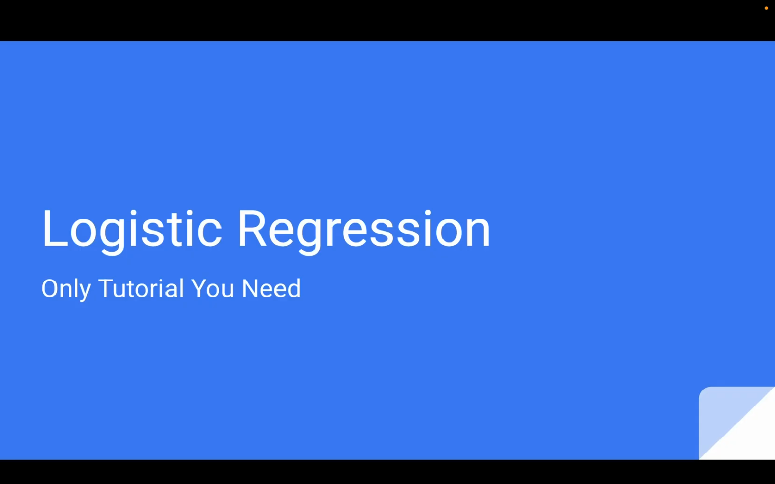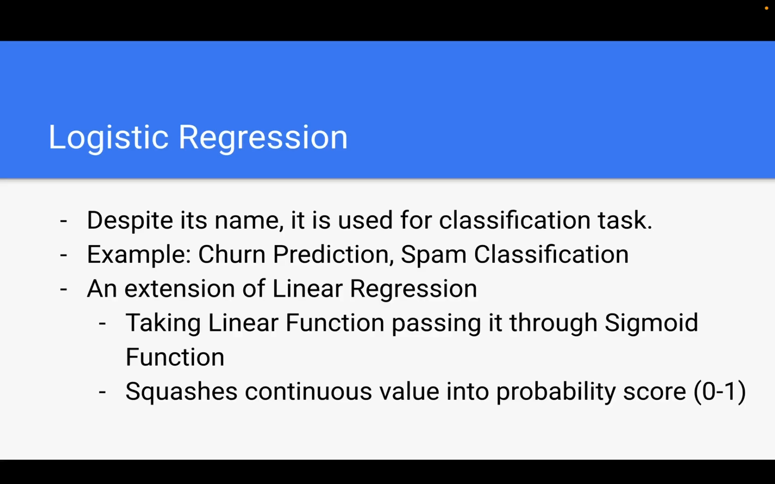In this video, we'll be discussing logistic regression and we'll also implement the same with the help of the NumPy package. Despite its name as regression, this specific algorithm is used for classification tasks like churn prediction and spam classification. In a sense, logistic regression is an extension of linear regression, because in linear regression, we try to learn a linear function which is the combination of target and features, and we'll be predicting a continuous value. Now here what we'll do is we'll take that linear function and send it to a sigmoid function and turn that continuous value into a probability score which ranges between 0 and 1.